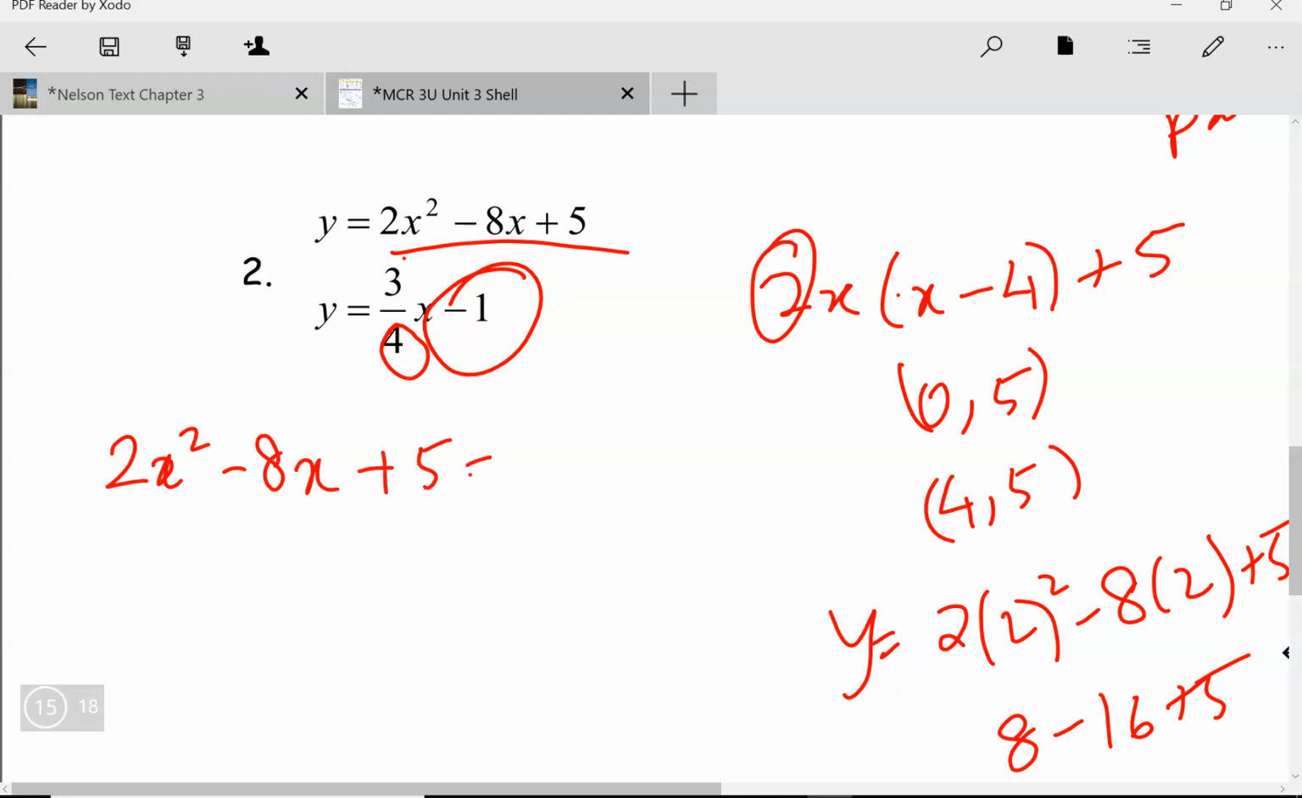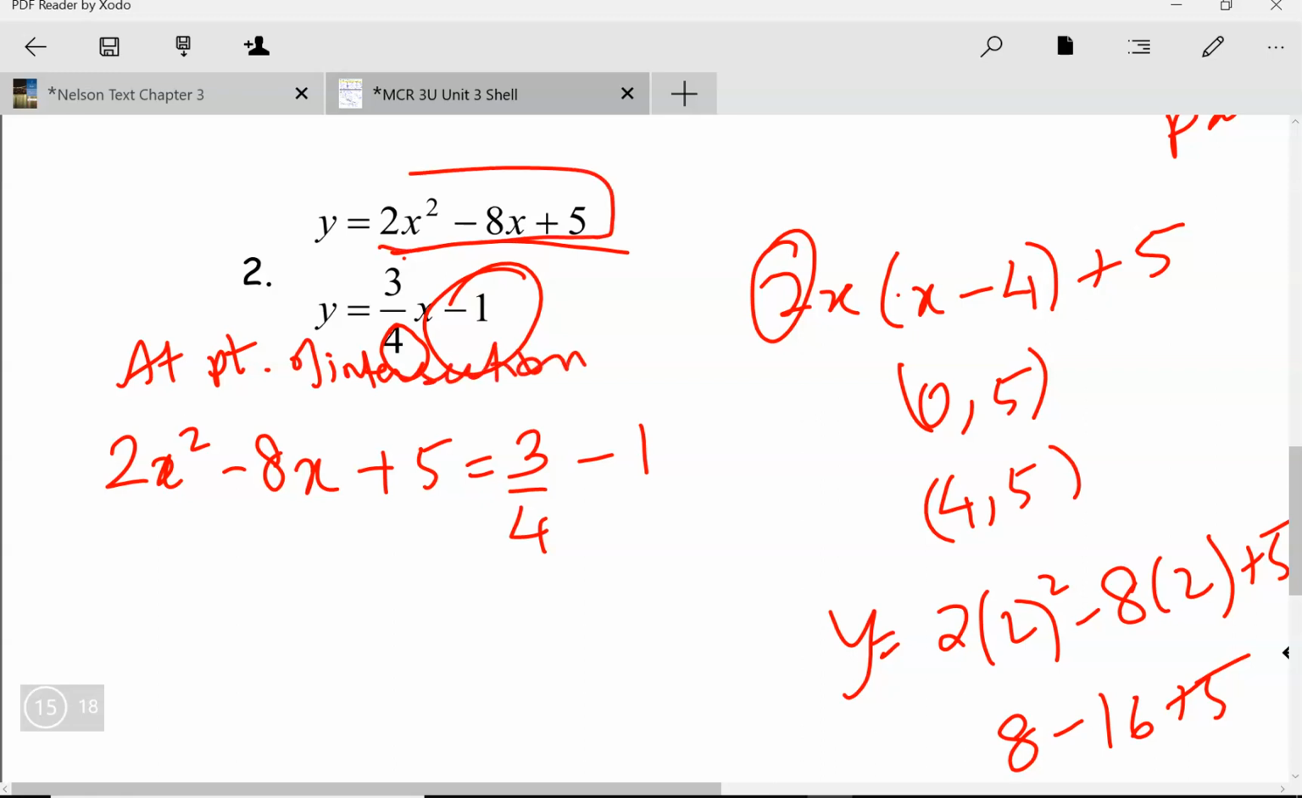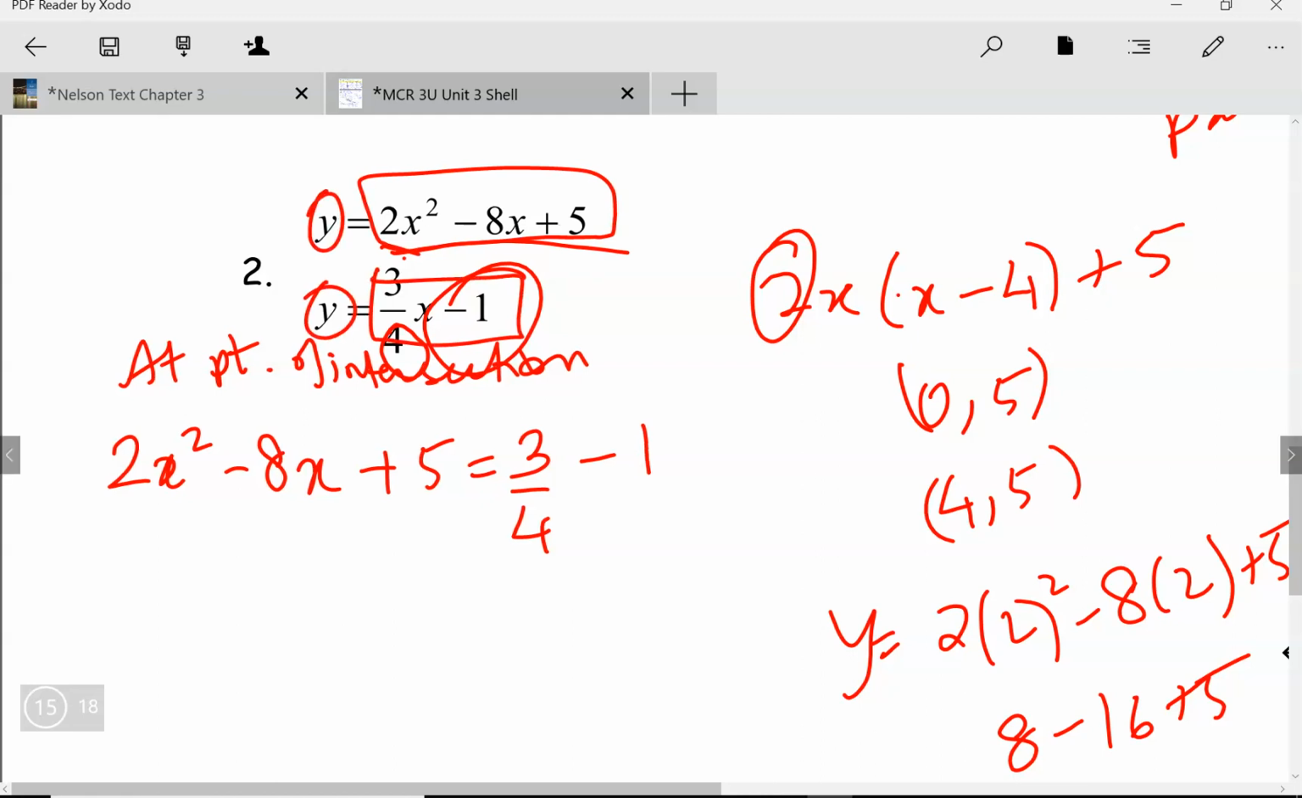We're just going to proceed with the same idea. At a point of intersection, our x values are equal, our y values are also equal. So since our y values are equal, I'm going to set them equal to each other. So this equals this because y equals y for both those two expressions, right? So I have this, oops, forgot the x. I have this kind of guy here.